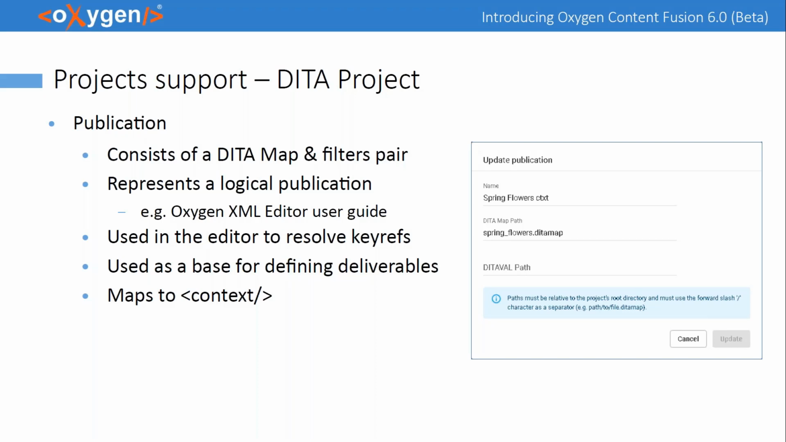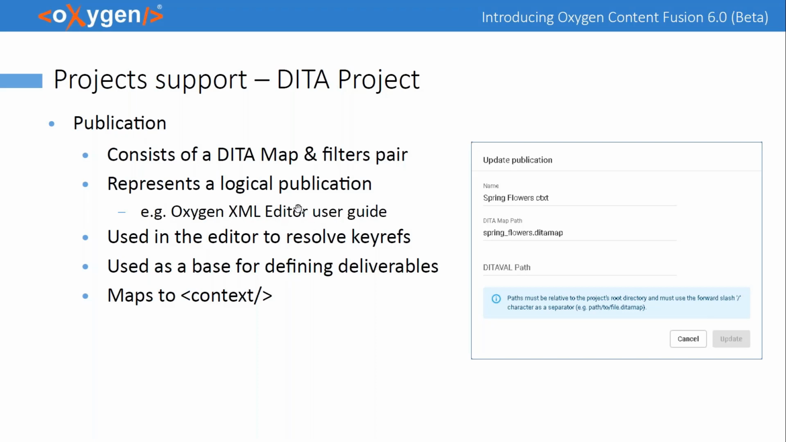Okay, and now let's talk a bit about the DITA project. So DITA project is an XML-based file format that is used to define the components of a DITA project. It introduces some concepts, for example, a publication, which consists of a DITA map and filters pair. This represents a logical publication. For example, the user guide for oxygenxml editor or the administrator guide for oxygenxml editor.